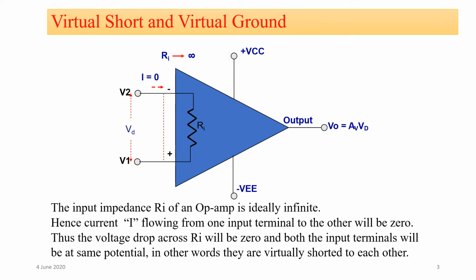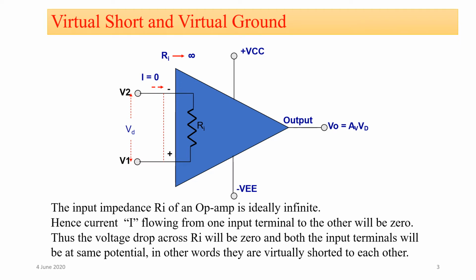Both the input terminals are at same potential. And the second concept, that is virtual ground, totally depends on the concept of virtual short. According to the virtual short, our conclusion is that V1 equals V2, means both the input terminals are at same potential. Now what is the virtual ground concept? If any one input terminal of the op-amp, either inverting input terminal or non-inverting input terminal, is connected with the ground potential, then according to virtual short concept, the other input terminal of op-amp is also connected with the ground potential, as V1 equals V2.